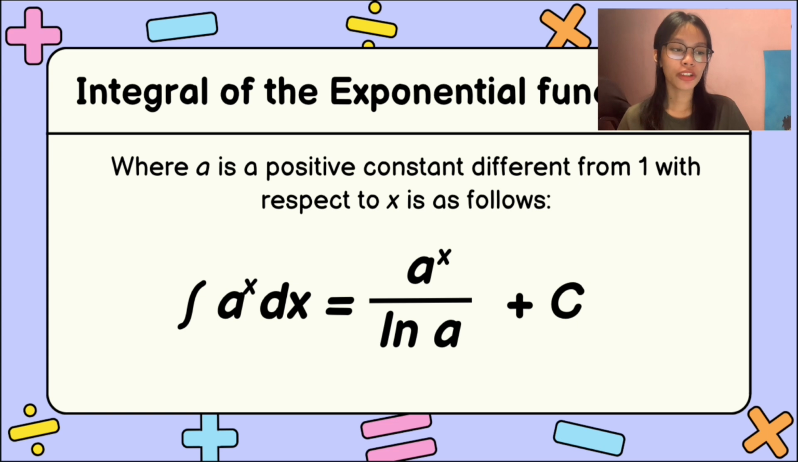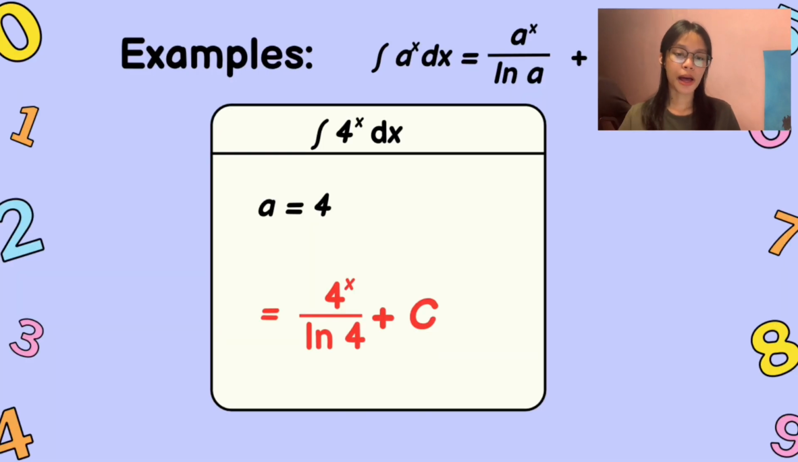Another rule in exponential function is where a is a positive constant different from 1. The integral of a raised to the power of x dx is equal to a raised to the power of x over ln a plus c. Like our other rule, we will only need to substitute. For example, 4 raised to the power of x dx. Since a equals 4, substitute a and we will have 4 raised to the power of x over ln 4 plus c.